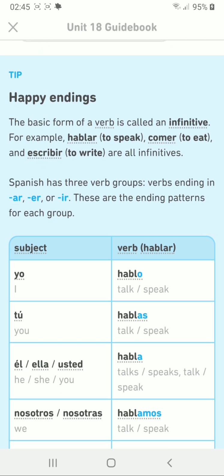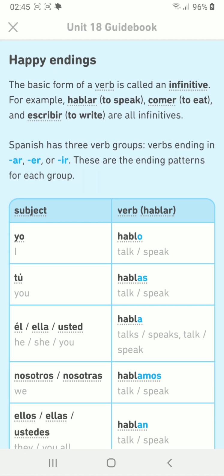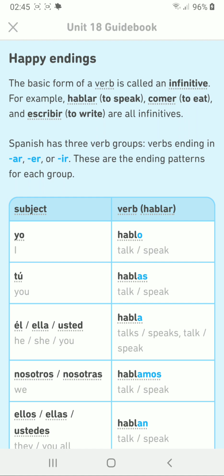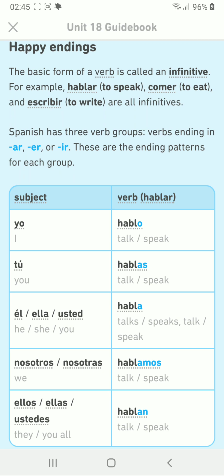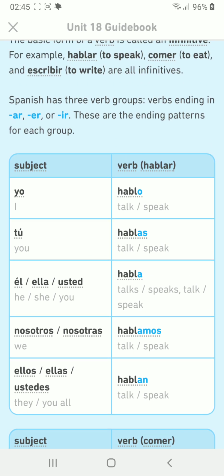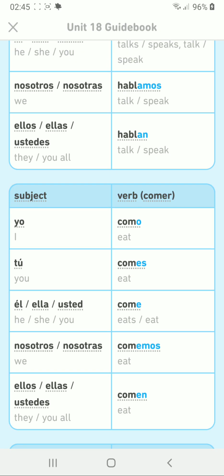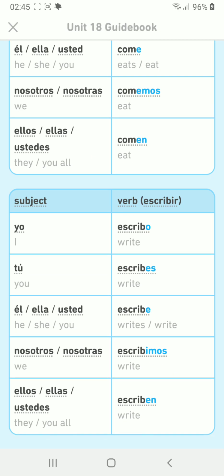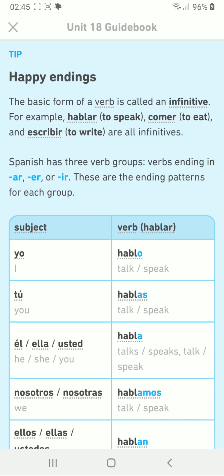So the basic form of a verb is called an infinitive. For example, hablar to speak, comer to eat, escribir are all infinitives. Spanish has three verb groups: verbs ending in -ar, -er, -ir, and these are the ending patterns for the groups. We have already seen this last time.